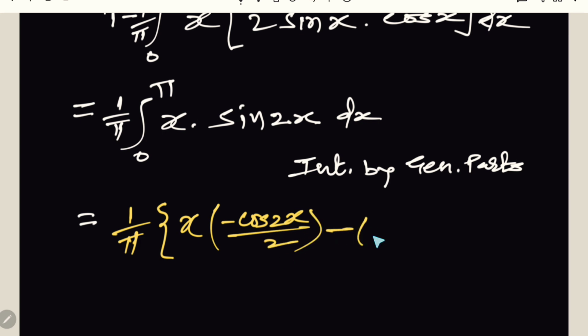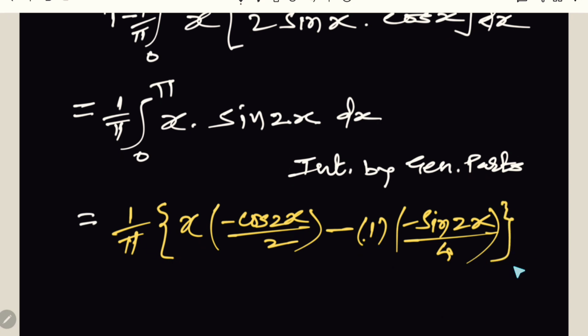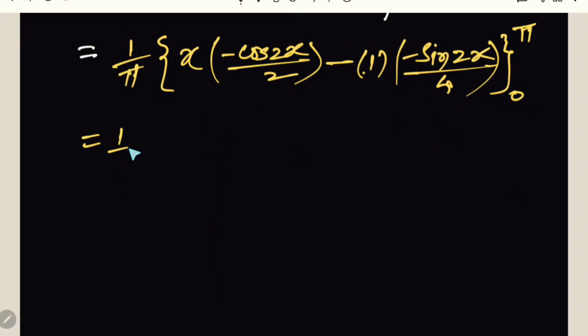Derivative of x is 1. Next integration of cos is minus sine 2x divided by 4. And next derivative becomes 0. Therefore we stop here. Limit from 0 to pi. 1 by pi as it is.